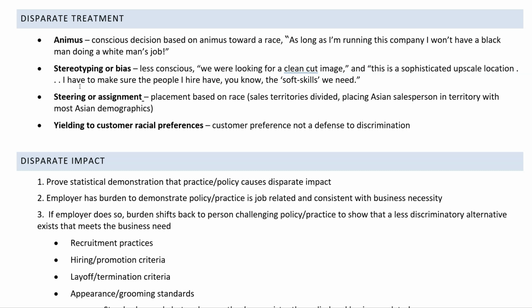So starting with disparate treatment, there can be a few different things happening here that would qualify as disparate treatment. One of those is animus. So racial animus, national origin animus, whatever it is. It's a conscious decision based on animus toward a race or toward a person's color or toward a person's national origin or whatever it might be. So you could have a company owner or manager saying something like, as long as I'm running this company, I won't have a black man doing a white man's job, or something like that.